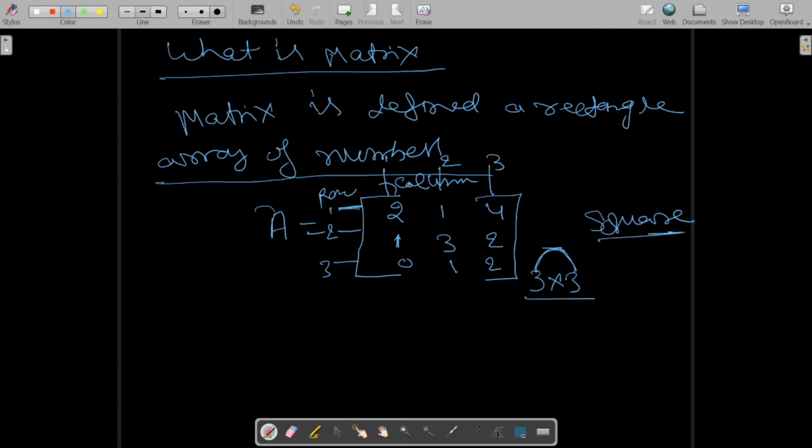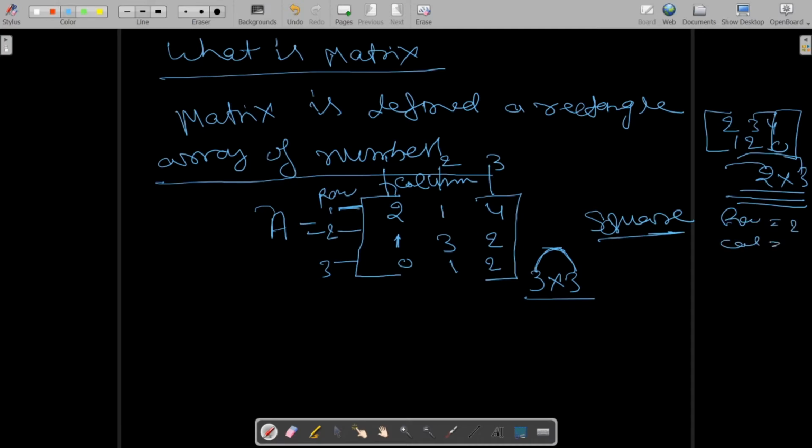Can we say this matrix is a square matrix? This is 2 cross 3. No, we cannot say this is a square matrix because here the number of rows and columns is not the same. Here the rows are 2 and the columns are 3. So this is not a square matrix.